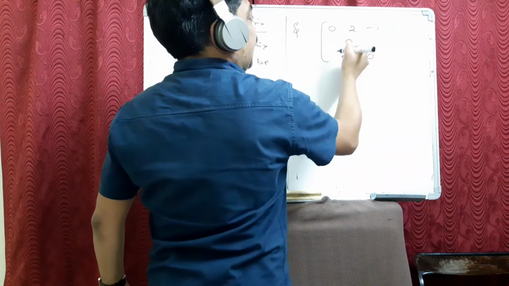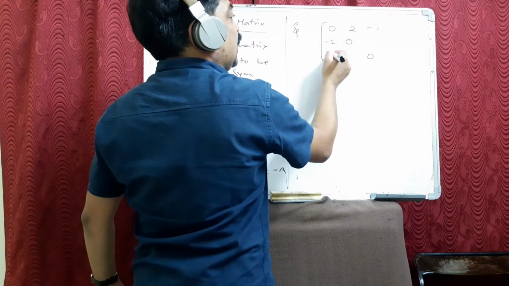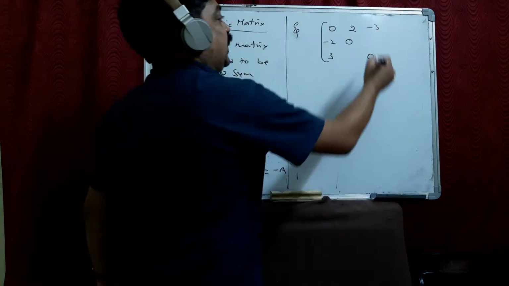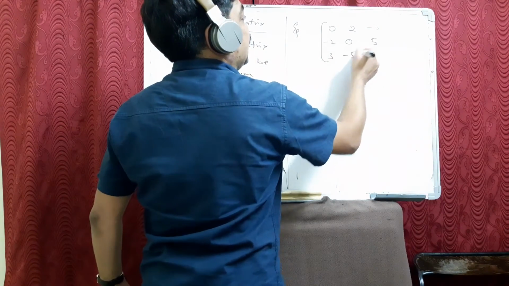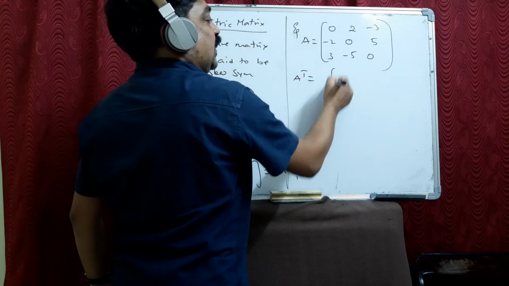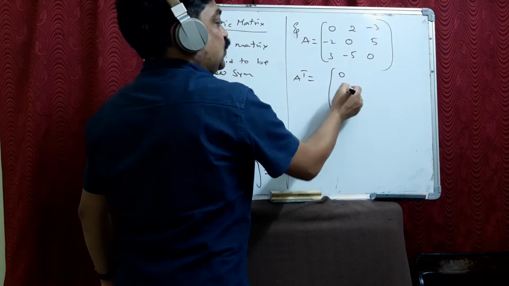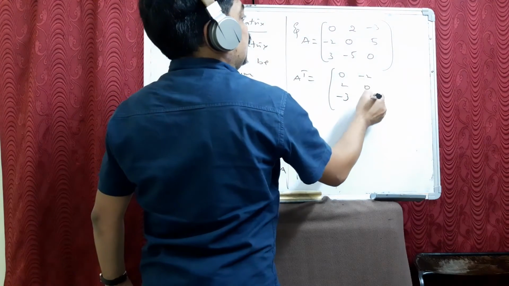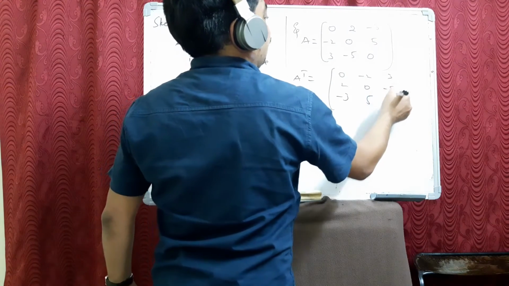2, minus 3, 5 right here. Change the symbols and write down here: minus 2, 3. If you take 5 here, it should be minus 5 here. This is A. What is A transpose? Write down the rows as columns: 0, 2, minus 3, minus 2, 0, 5, 3, minus 5, 0.